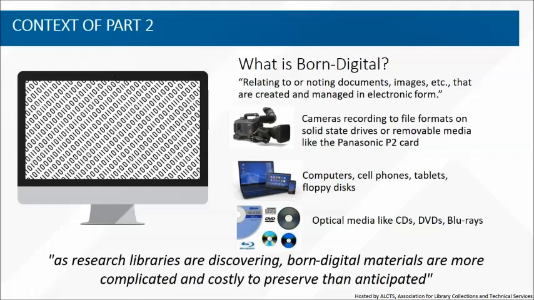So some examples of born digital media include things like cameras that are recording to file formats on solid state drives or removable media like a Panasonic P2 card, computers, cell phones, tablets, floppy disks, optical media like CDs, DVDs, and Blu-rays. Whether it's born digital as a file that comes to you on a hard drive or some other kind of digital storage medium, born digital can also come on physical carriers like digital video tape, DV tape, for example.